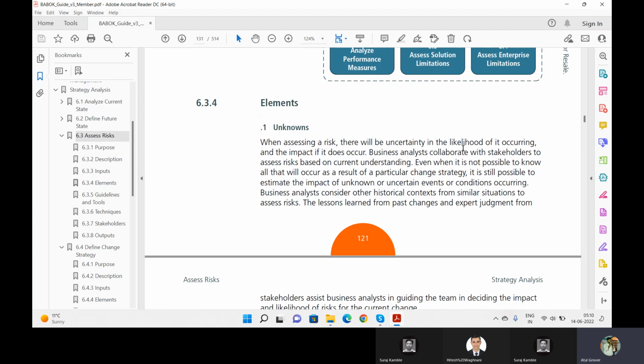Business analysts collaborate with the stakeholders to assess the risk based on the current understanding. Future तो है नहीं यहाँ पे, आपको current को देख के उसका future predict कर सकते हैं.